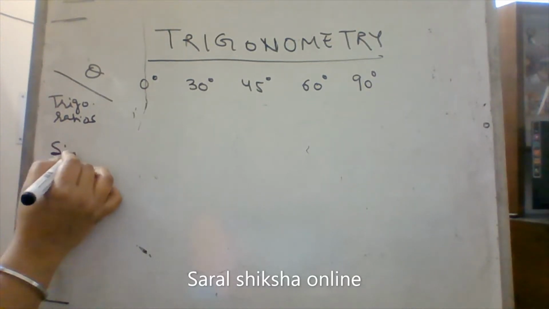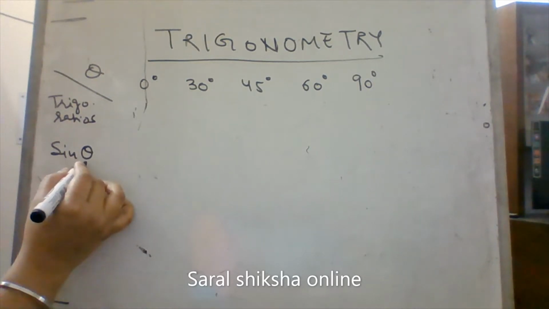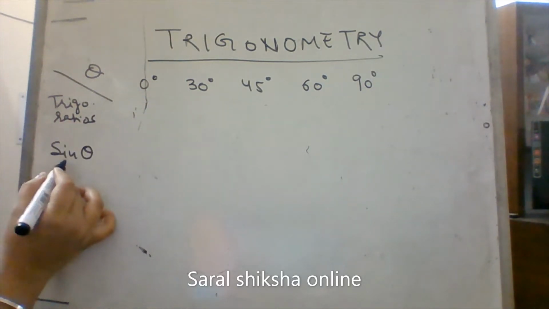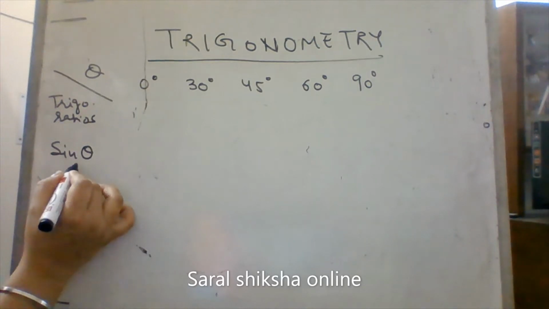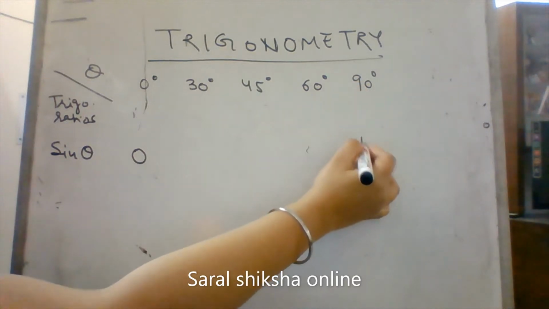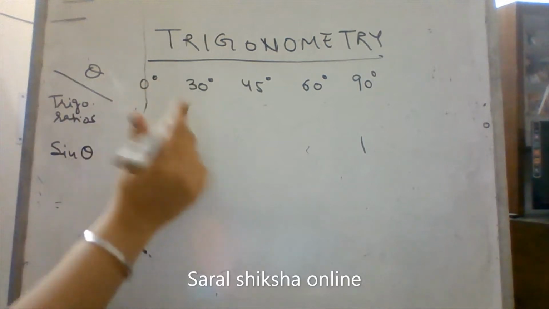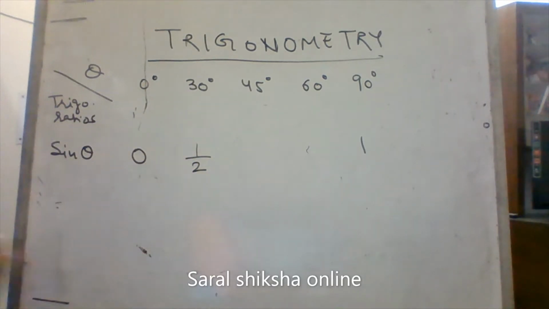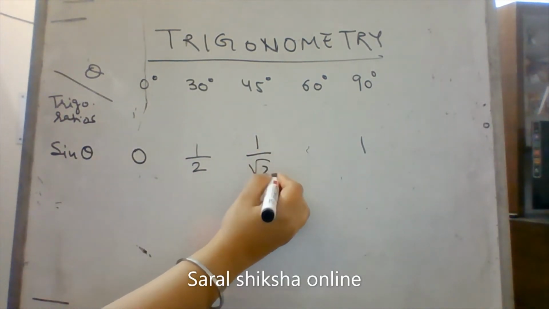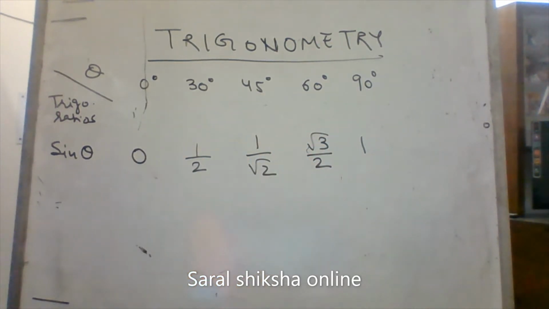But we have made it easy. Like if you want sine theta at 0 degrees, that means sine 0, that will be 0, and sine 90 will be 1. Just remember these two values, and after that sine 30 is 1 by 2, sine 45 is 1 by root 2, and sine 60 is root 3 by 2. So just remember this first line: 0, 1 by 2, 1 by root 2, root 3 by 2 and 1.